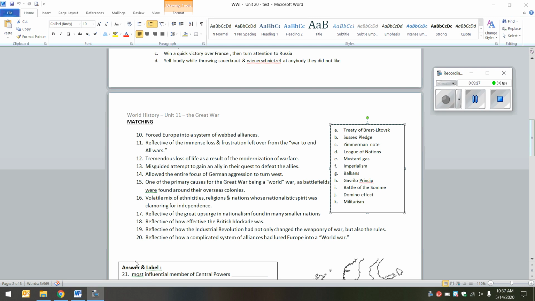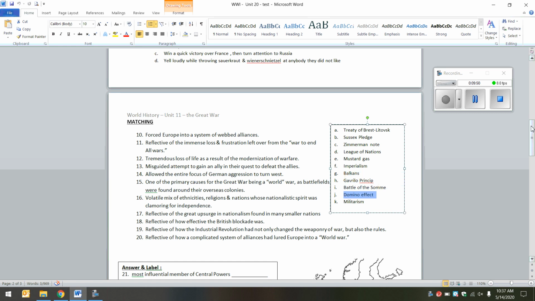Okay, last but not least, a symbol, it reflects, it's a good way to look at it, how complicated the alliances were. In other words, this should show you something about the way one country fought because they had to fight for another country, and then that country had to join in, and that country had to join in, kind of like a bunch of dominoes falling down.